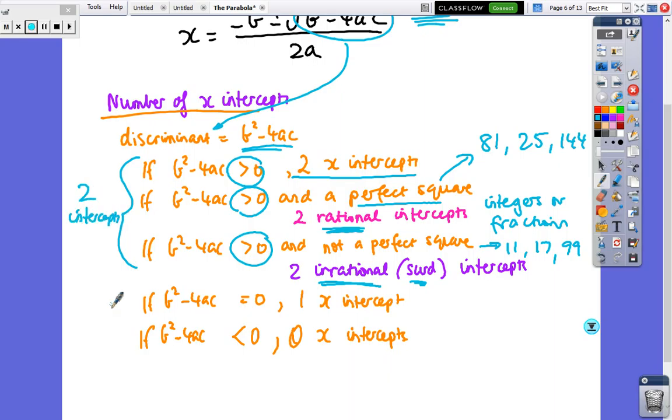And then the case for 1 intercept is when the discriminant equals 0, and the case for no intercepts is when the discriminant equals a number less than 0. And the reason why there's none is because the discriminant is inside the square root sign, and for instance, if you have the square root of negative 11, it doesn't exist, so there's no x-intercepts. Okay, so copy and come across when you're ready.